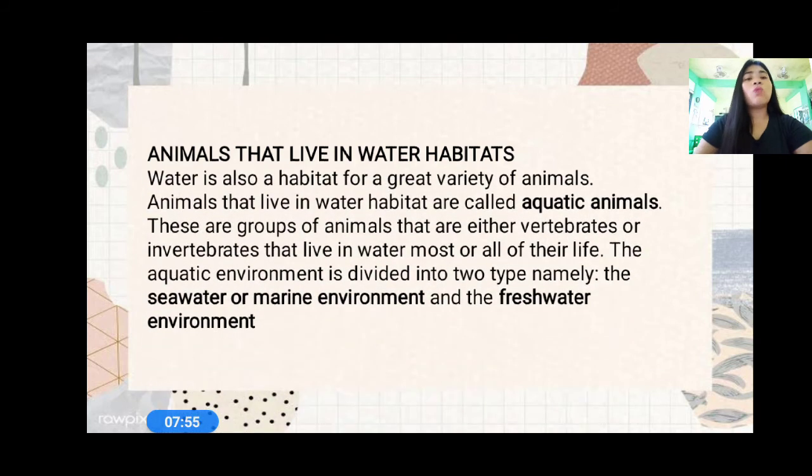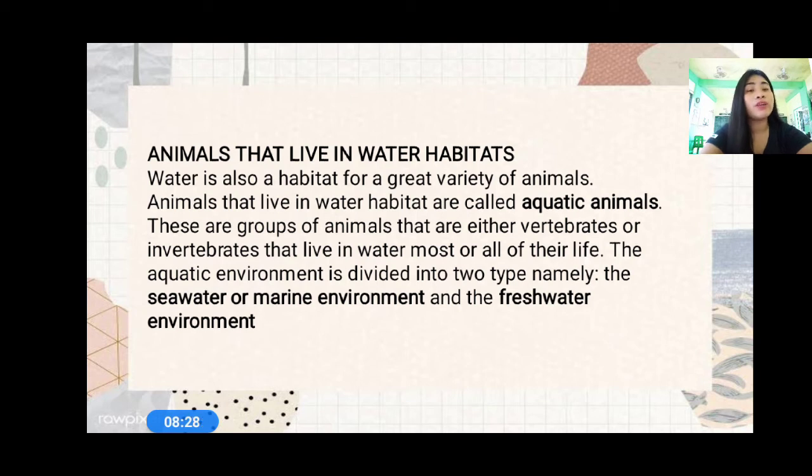Now, water is also a habitat for a great variety of animals. Now, animals that live in water habitat are called aquatic animals. So, what do we call the animals that live in water habitat? We call them aquatic animals. Now, these are groups of animals that are either vertebrates or invertebrates that live in water most or all of their life.